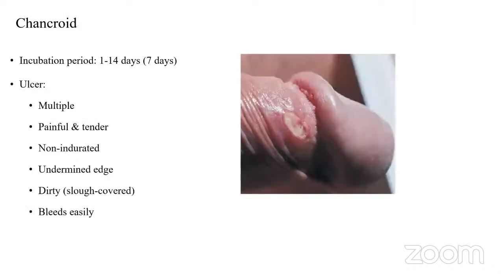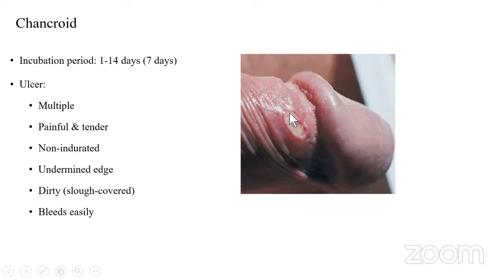Regarding chancroid, the incubation period ranges from 1 to 14 days with an average of 7 days. After about 7 days, the patient develops an inflammatory papule, which ruptures to form an ulcer. And 50% of the patients usually have multiple ulcers. The ulcers are painful and tender on touch. And these ulcers are non-indurated.